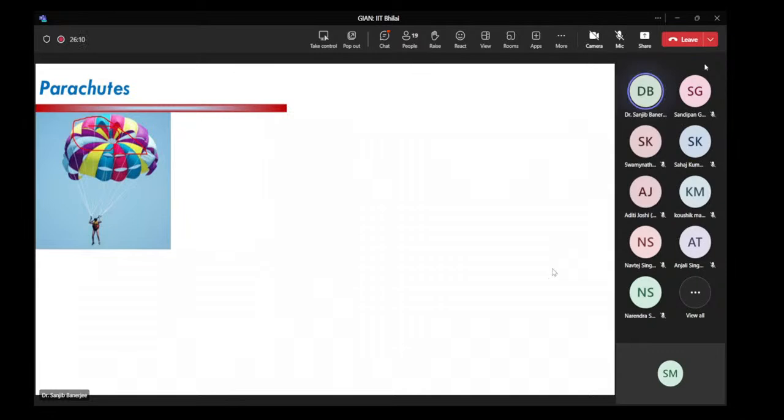So your parachute material can be biodegradable. So rain comes, your parachute dissolves. Is that okay? No, sir. No one mentioned that property. Oh, one of you mentioned hydrophobic. Okay, fine. So it should be hydrophobic and non-biodegradable.